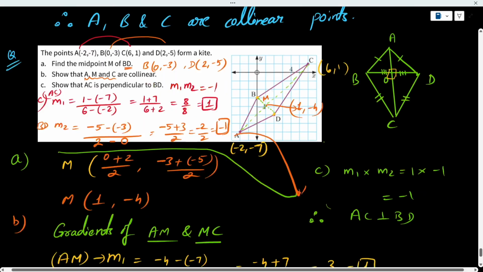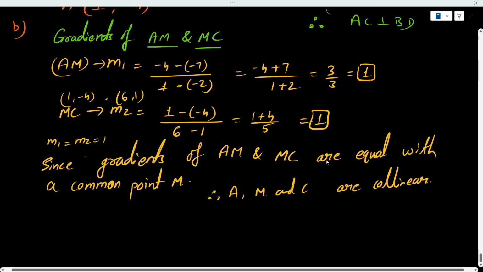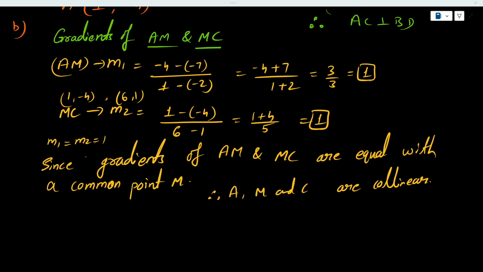So hope you got this. These are the exam type questions. You can get a parallelogram, you can get a kite, you can get a rhombus, all these figures you can get when you are solving coordinate geometry questions. Hope you got this.